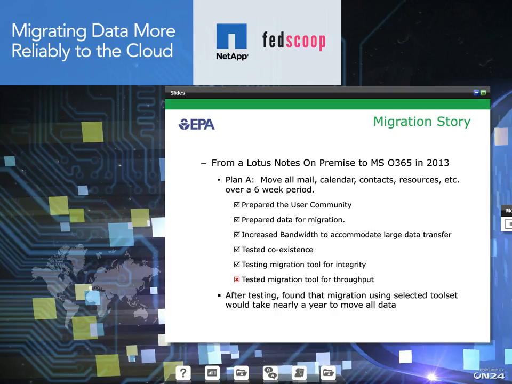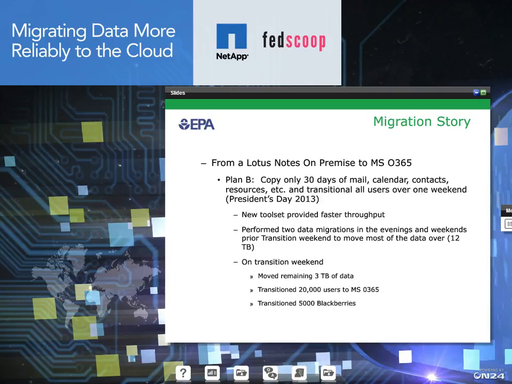And so then, of course, you go to plan B at that point. We looked at a variety of tools in order to try to figure that out. And although we did select another tool to do the migration for us, we reduced some of the time, we still realized we would never be able to move all of it in a reasonable amount of time. And coexistence between an on-premise Lotus Notes and a cloud-based Office 365 was just going to be too difficult. So we planned on copying just 30 days worth of our mail, calendar, and contacts over, and we decided to do it over one weekend, or at least do the official migration of users over one weekend, which was President's Day in 2013.